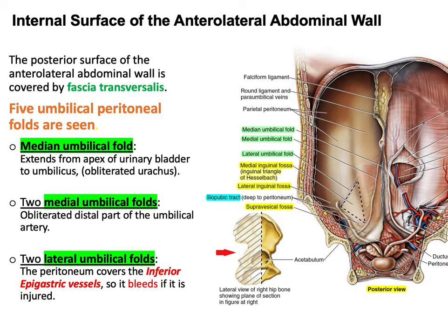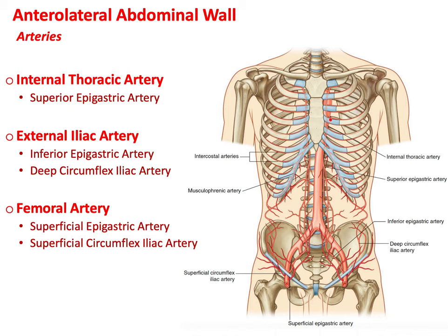So what I want you guys to know is that the blood supply for the anterior abdominal wall comes from three arteries. The first one is from the internal thoracic artery. This is the internal thoracic artery that gives two branches. I'm concerned here with the superior epigastric artery, right? But we have the inferior epigastric, which comes from the external iliac artery. So another source of blood supply is from the iliac artery that gives two branches: the inferior epigastric, which anastomoses with the superior one, and the deep circumflex iliac artery to supply this iliac region.